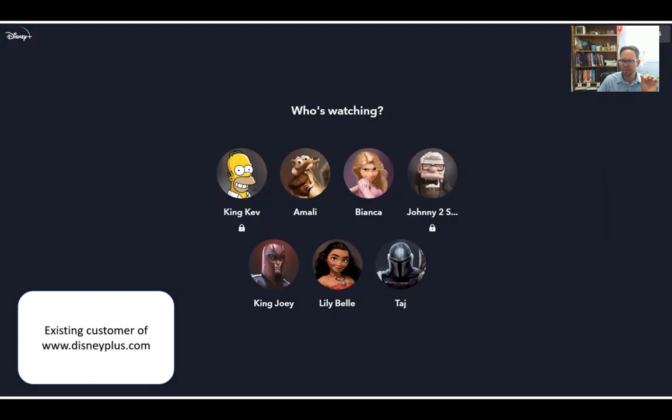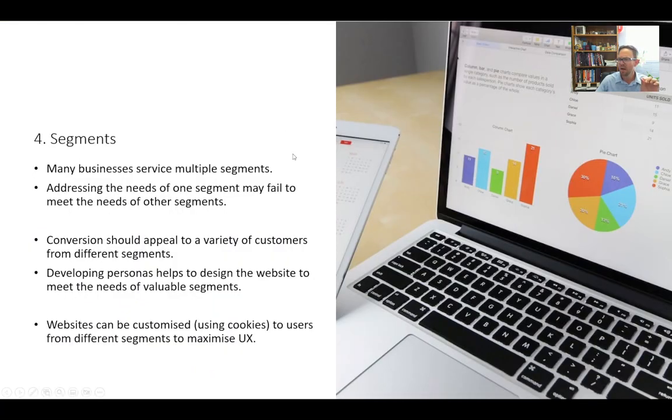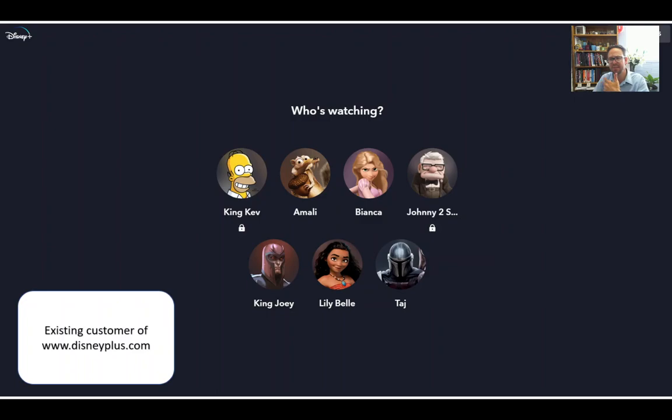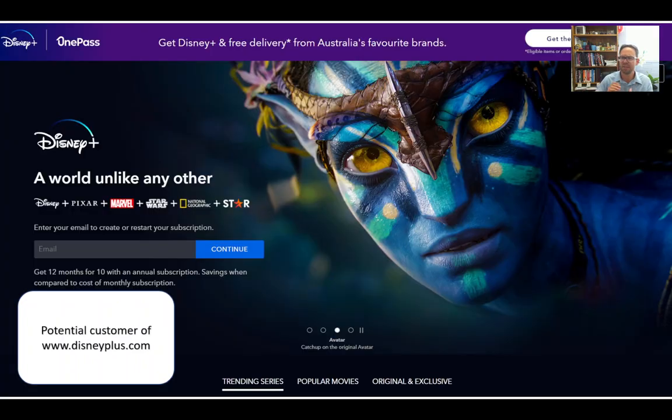So I'm going to go back a couple of slides here. We talked about the difficulty of addressing the needs of one segment and failing to meet the needs of other segments. This is one way that you can do it using cookies, so that existing customers get one screen and potential customers get a different screen. That way you can service the needs of both segments when they go to the same URL.